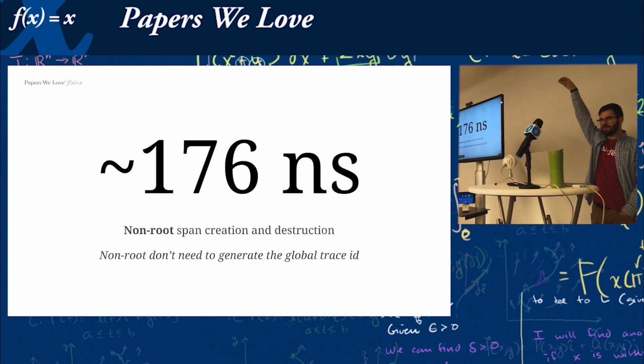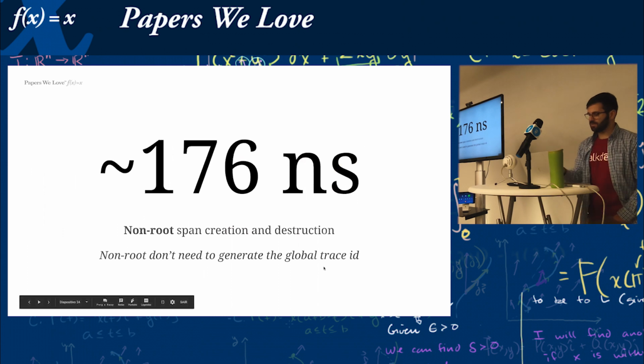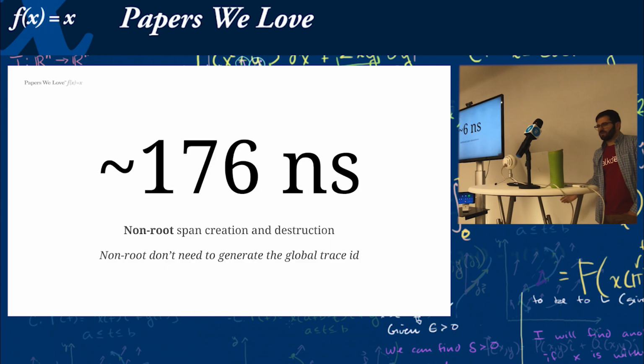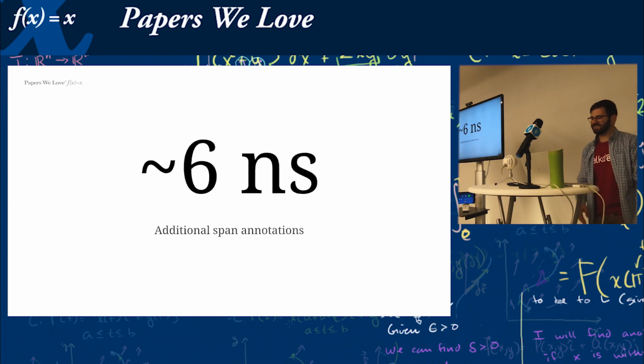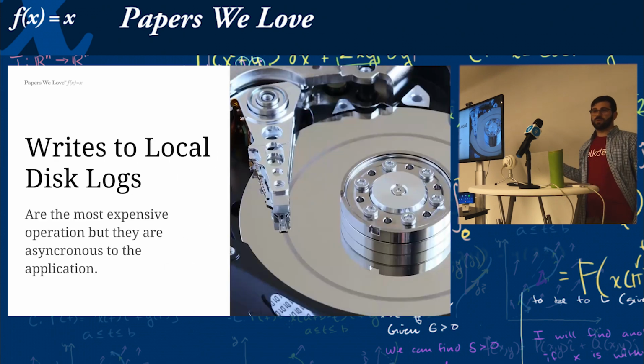The root span has the global trace ID, they generate this unique ID, and then they propagate it. That's why it's faster. And for annotations, there is a cost of 6 nanoseconds. Fast. No worries. The write to local disk logs is the most expensive operation, but as I said before, it's asynchronous. No worries about that.